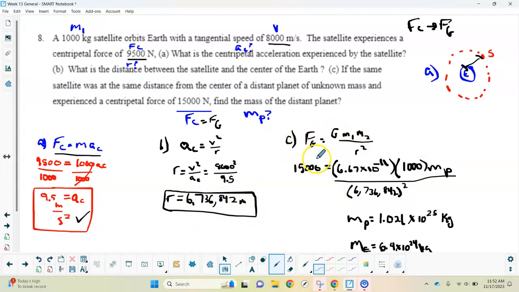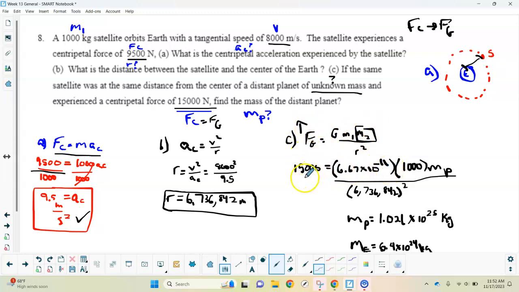For part C, it says we want to know if the same satellite was at the same distance from the center of a distant planet with unknown mass. We want to solve for the mass of that planet, and it experienced a 15,000 Newton force. So when it was by the Earth, it experienced 9,500. Now it's bigger, so I would expect the mass of the planet to be bigger because it's at the same location, so it's at the same distance. The satellite hasn't changed, G hasn't changed, so the mass of the new planet has gotten bigger to increase that because of that direct relationship.